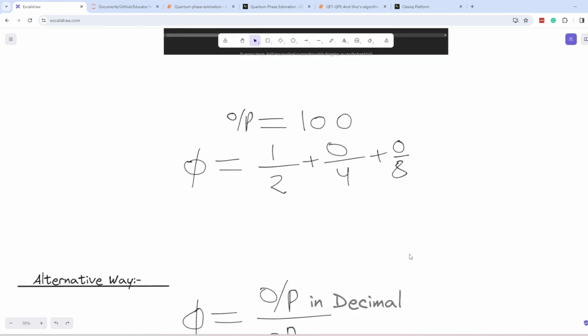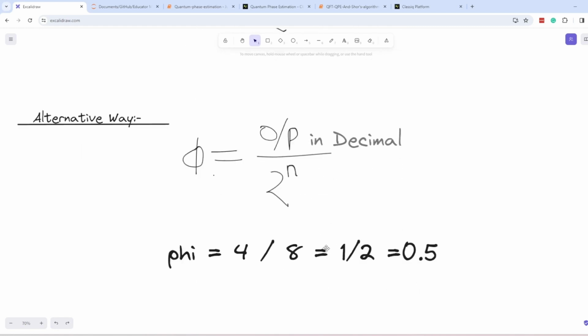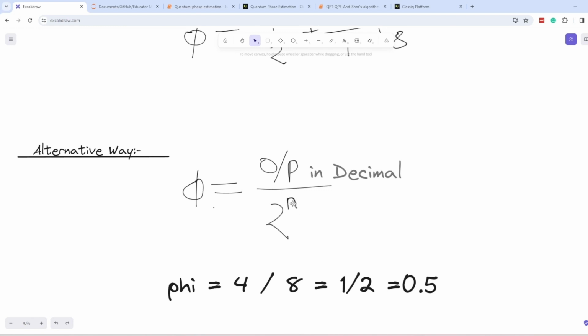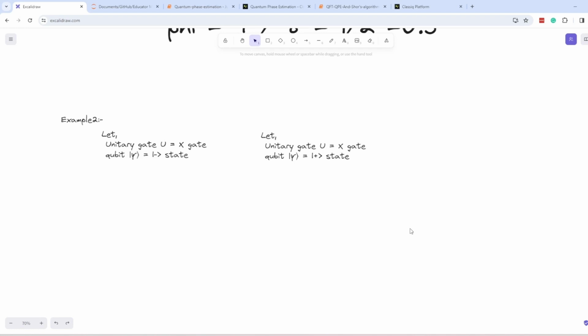Now, an alternative way to solve the same thing is that if we got the output as 100, then we can convert it to its decimal equivalent and divide it by 2 to the power n, where n is the number of bits in the evaluation register. So 100 is equal to 4 and 2 power 3 equals 8. So we can calculate phi like this also, 4 upon 8 equals 0.5. Now let's see two more examples.